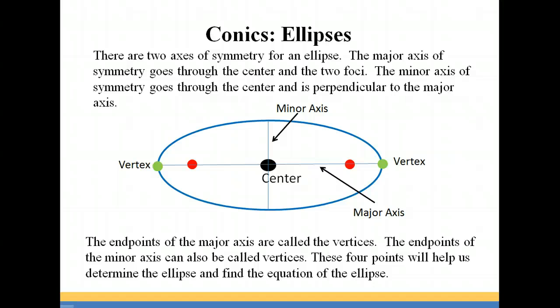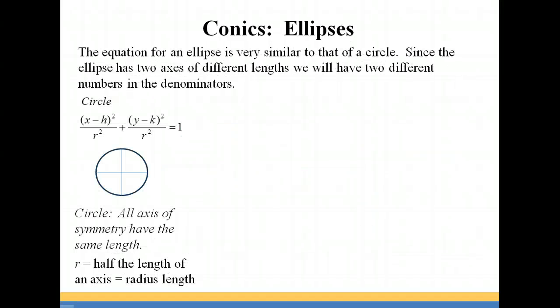The four points at the ends of the major and minor axes will help us determine the ellipse and find the equation for the ellipse. Now the equation for an ellipse is very similar to that of a circle. With a circle, normally we have this equation, which is x minus h squared plus y minus k squared, and normally you have an r squared over here. What I did was just divide everything by r squared.